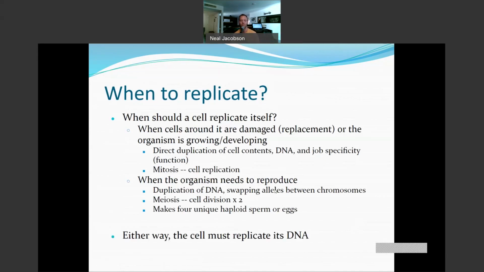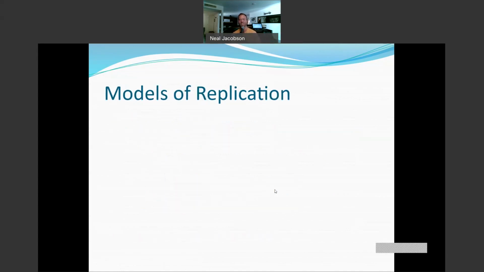Okay, either way, the cell is going to have to replicate its DNA. So let's talk about the models of replication. Before people actually figured out how DNA replicates, they came up with several models for it. And I'm going to give you some analogies for these. So the first model is a conservative model.